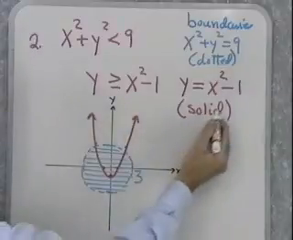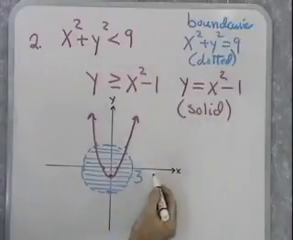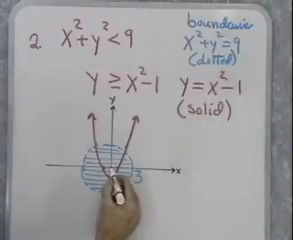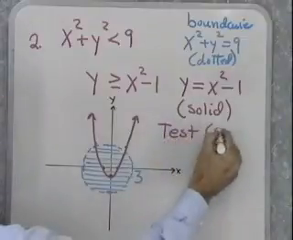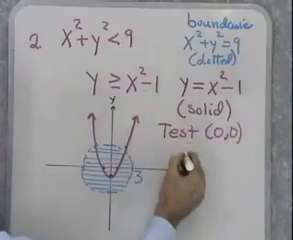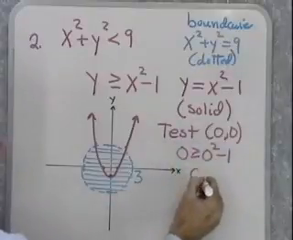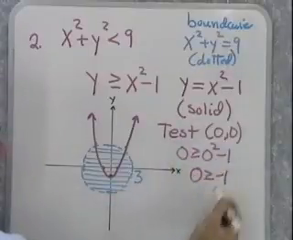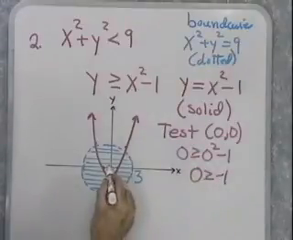Okay, that's the boundary. I've drawn it with a solid curve. Now I want to test some point that's not on the boundary. Again, the origin is not on the boundary, so let's test 0, 0 in the original inequality. 0 is greater than or equal to 0 squared minus 1. Is 0 greater than or equal to negative 1? The answer is yes. So I'm in the correct region when I'm here at the origin.